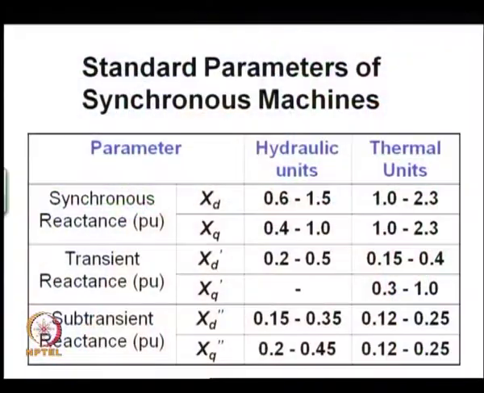The quantities x d dash and x d double dash, x q dash and x q double dash are called transient and subtransient reactances of the machine. Now, you will find an interesting feature here, that one of the parameters is missing for the hydraulic units. So, x q dash in fact is not given for the hydraulic unit.